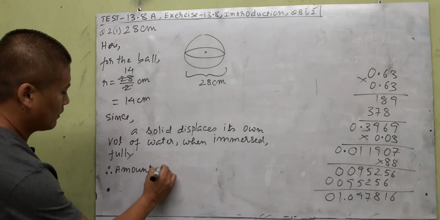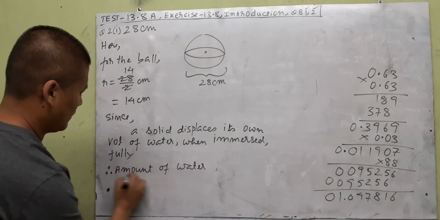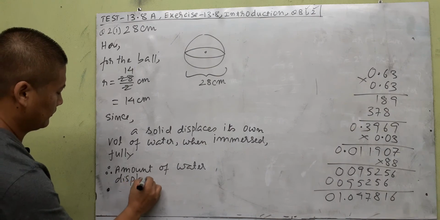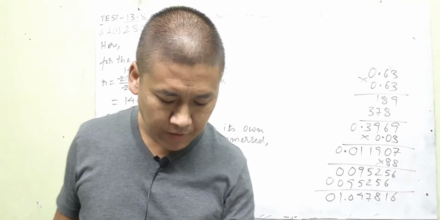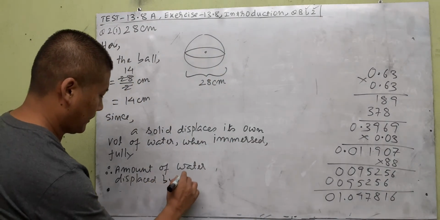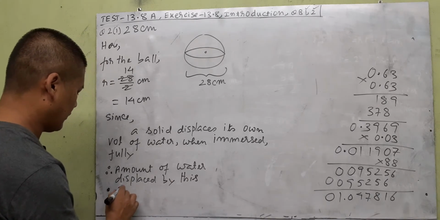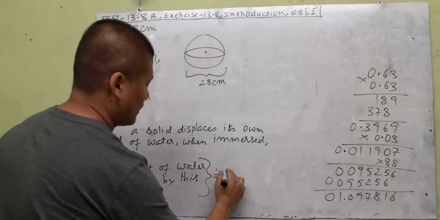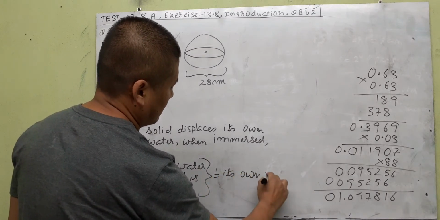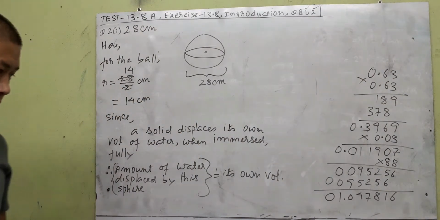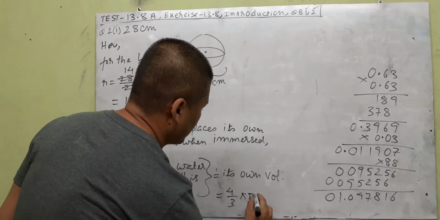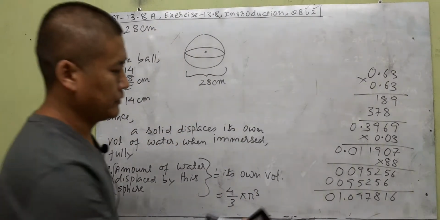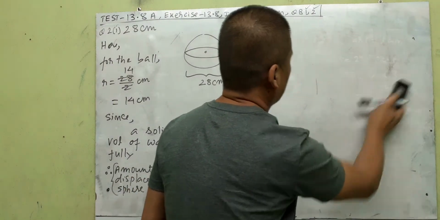Amount of water displaced by this sphere or by this ball, whatever you like to put, will be equal to its own volume according to this principle. So volume means this is a sphere, so formula will be 4 by 3 pi r cube. Right, so let us solve in the next step.